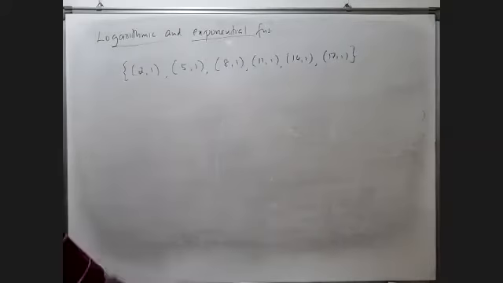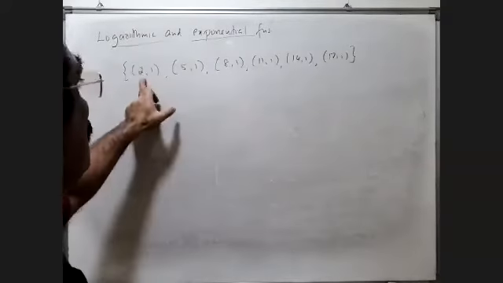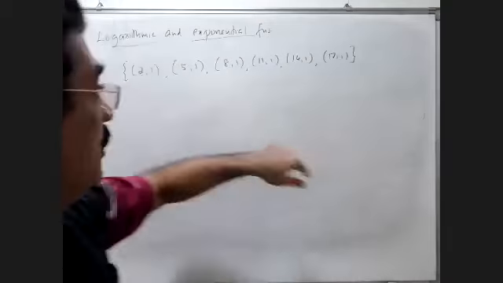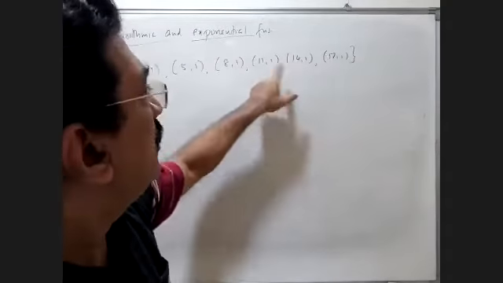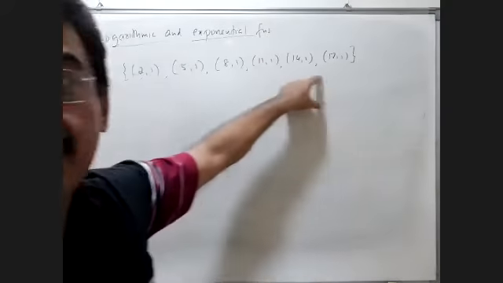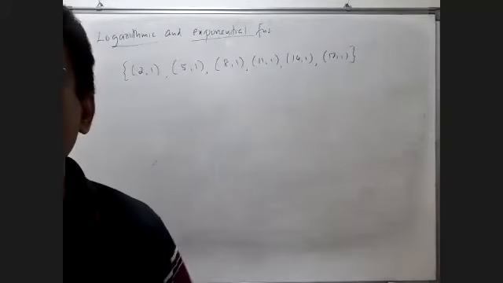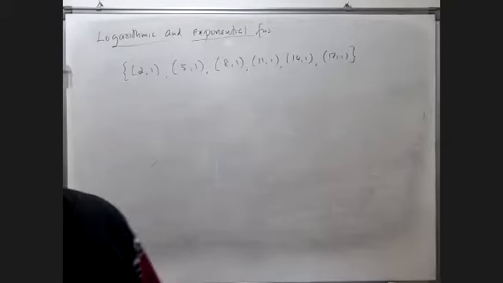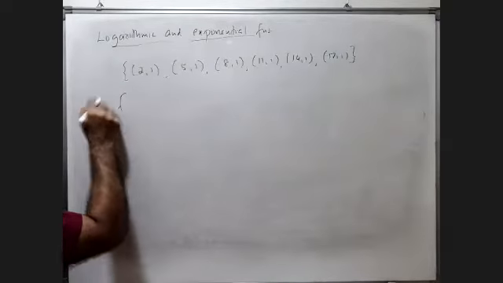So here, are the x elements repeated? 2, 5, 8, 11, 14, 17. 2 is not repeated here. Even 5 is not repeated here. 8 is not repeated. Even 11, 14, 17. See that x values are not repeated. That means it is a function. So it's a function.